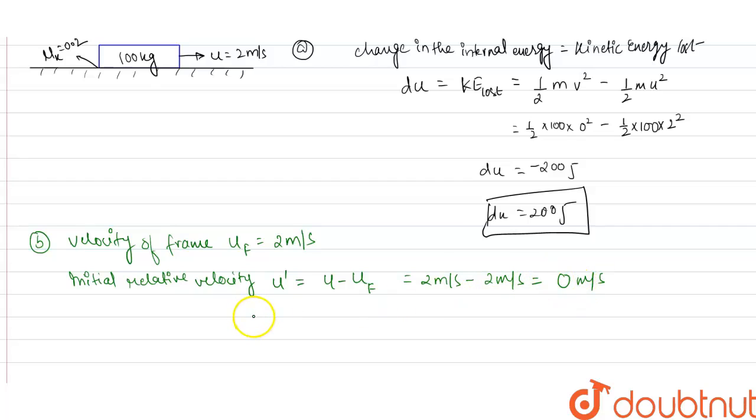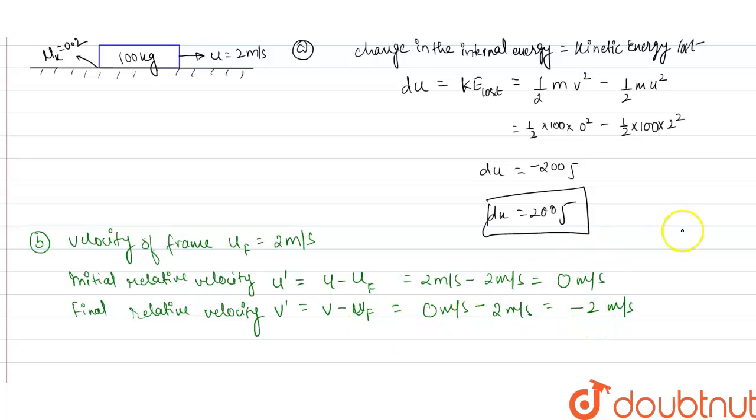Correct. Now find the final relative velocity. Let us represent it as v dash. So it will be v minus the final velocity of the frame. From here the velocity of the block is 0 meter per second and the final velocity of the frame is 2 meter per second. So we get minus 2 meter per second.